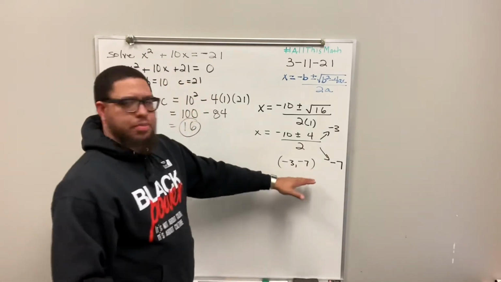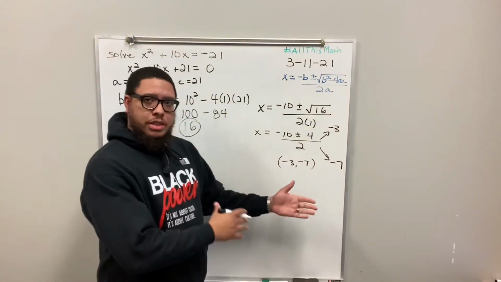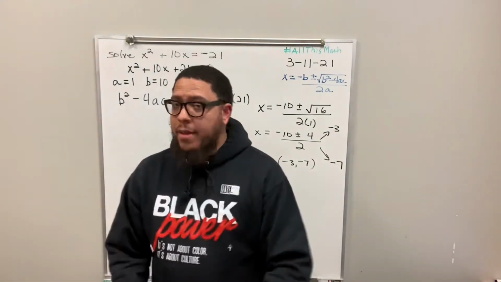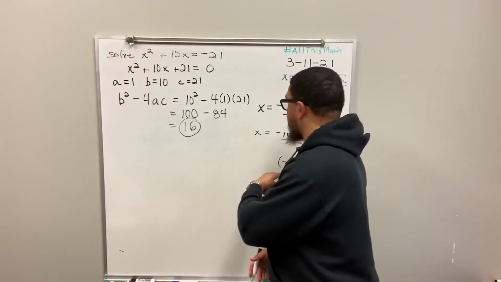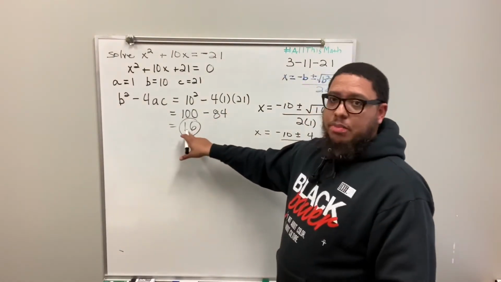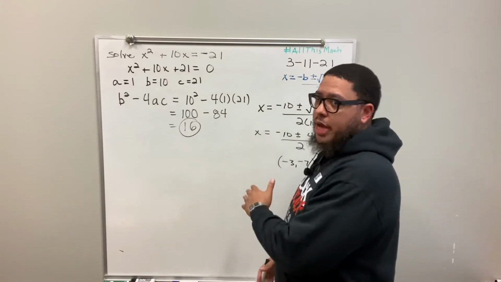Now, that's not an ordered pair. That's not like an x value and a y value. That just shows what the 2 solutions are, right? And we knew we were going to have 2 real number solutions because my discriminant was a positive number. So I already knew what was going to happen, right?